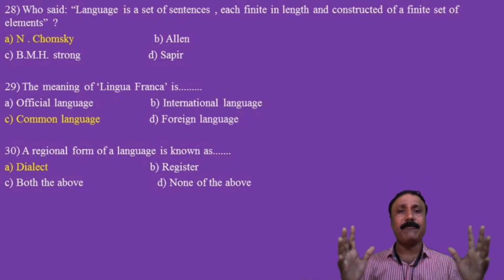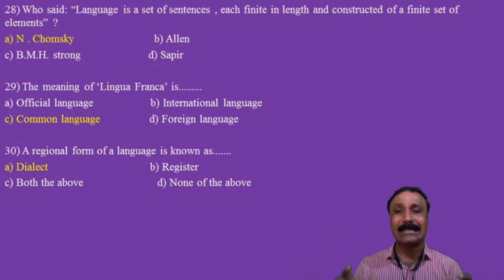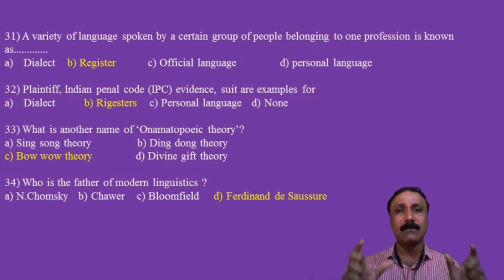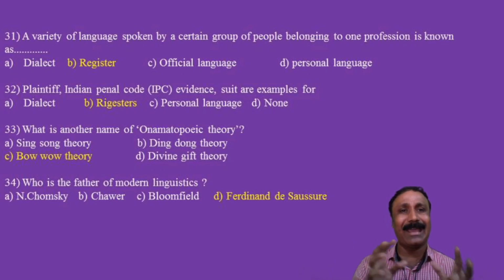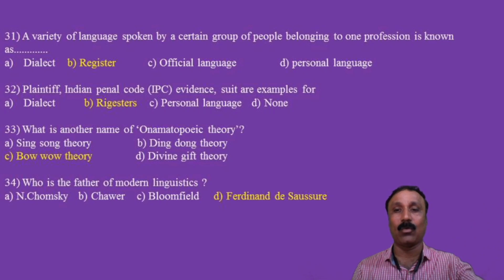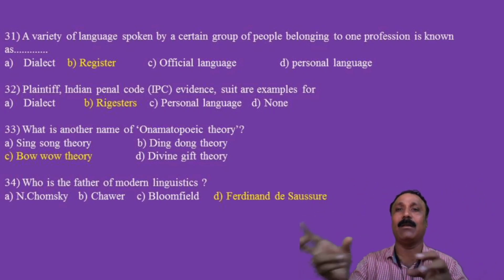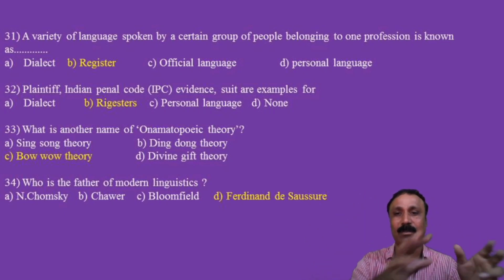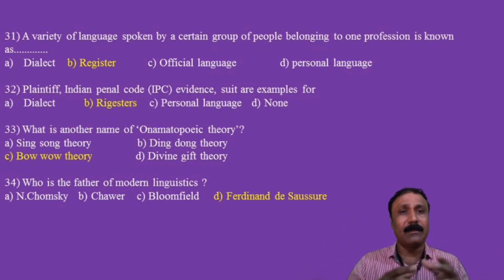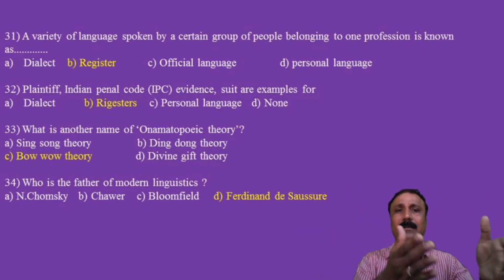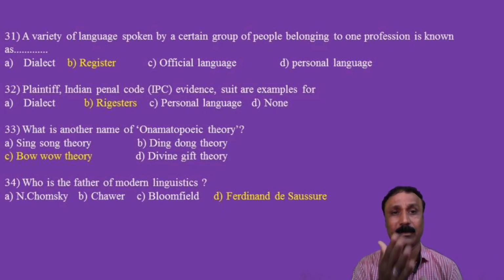And a regional form of a language is known as dialect. A variety of language spoken by a certain group of people belonging to one profession is known as register. That we can witness in the court. Here, a variety of language spoken by a group belonging to one profession, like the lawyers in court, is register. The plaintiff, Indian Penal Code, evidence, suit are examples of registers. That register belongs to that word.